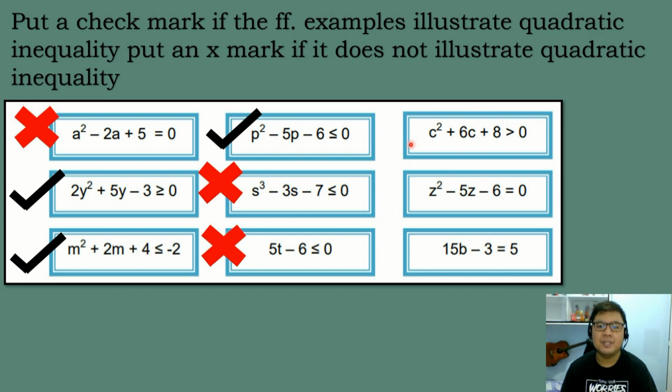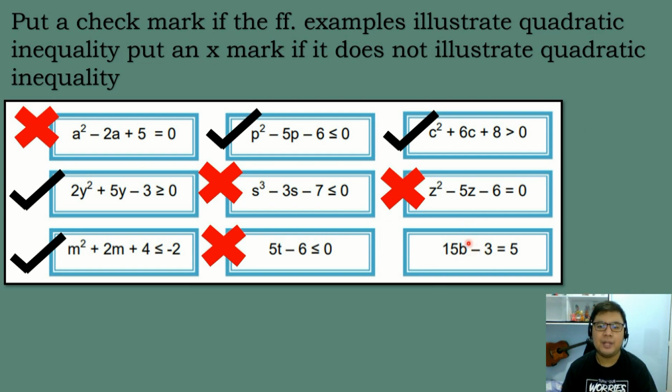Next one, we have c squared plus 6c plus 8 is greater than 0. So our exponent here is raised to the second power. We have a greater than symbol. Therefore, this illustrates a quadratic inequality. Next one, we have c squared minus 5z minus 6 is equal to 0. Our exponent is raised to the second power, but we have an equal symbol here. So this is not a quadratic inequality. Next one, we have 15b minus 3 is equal to 5.